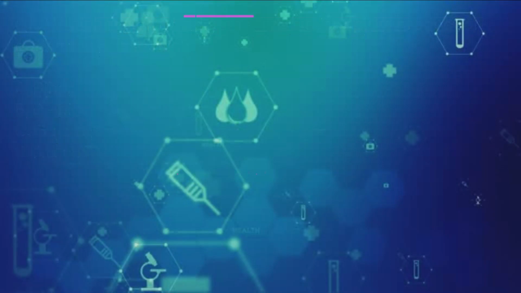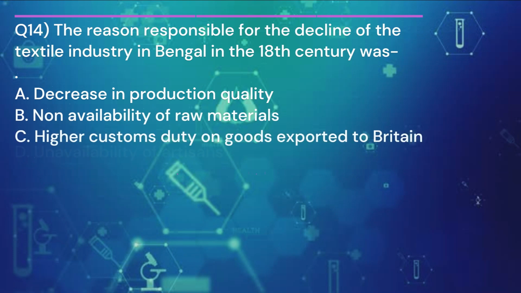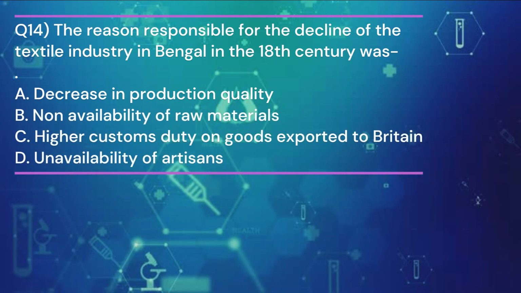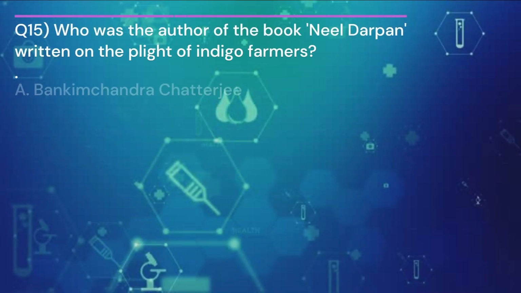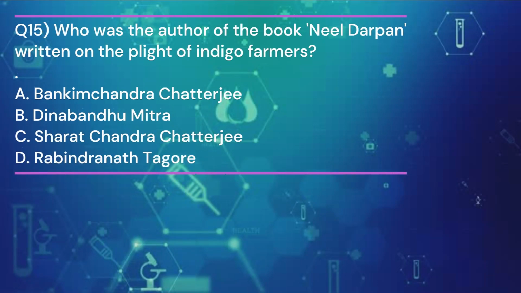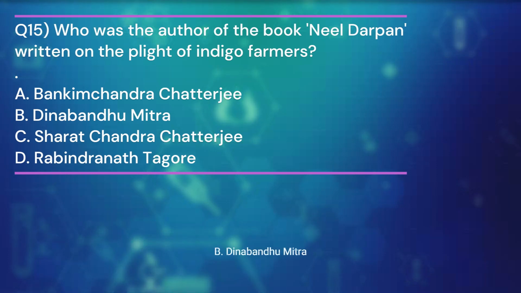Bihar. Question 14. The reason responsible for the decline of the textile industry in Bengal in the 18th century was? And the answer is C. Higher customs duty on goods exported to Britain. Question 15. Who was the author of the book Neel Darpan written on the plight of indigo farmers? And the answer is B.